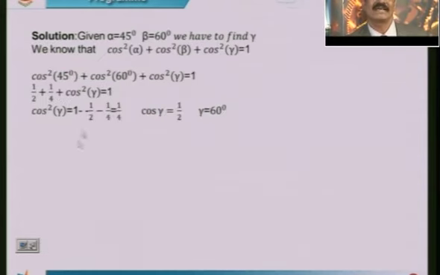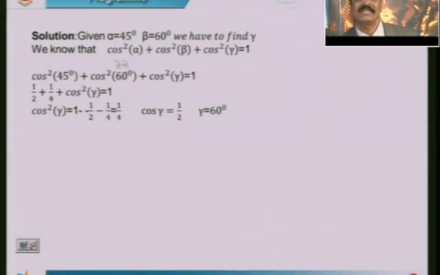See, it is very clear. Alpha 45, beta 60, you have to find gamma. So, go for this formula property. Today only I derived it: l squared plus m squared plus n squared equal to 1.